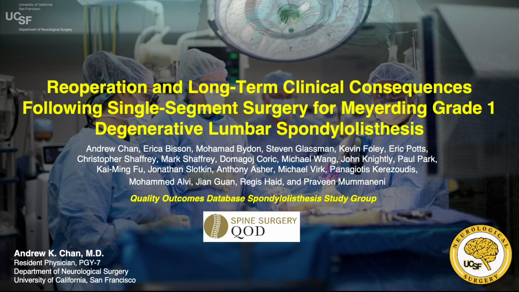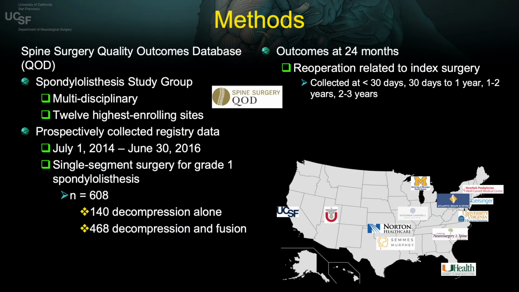So we know that 2 surgical interventions are widely utilized in the management of spondylolisthesis. This includes decompression alone and decompression with the addition of fusion, and the ideal approach remains controversial. One of the ways to compare the 2 approaches is to assess their respective impacts on reoperation. And we did just this using the prospective multi-center QOD spondylolisthesis registry. We compared the 24-month reoperation rates for 140 patients undergoing decompression alone and 468 undergoing decompression and fusion.